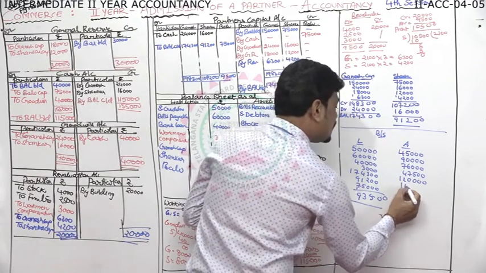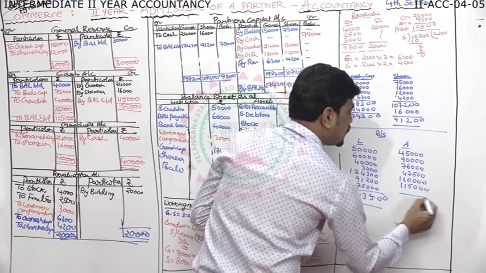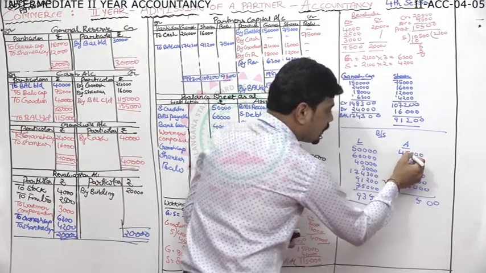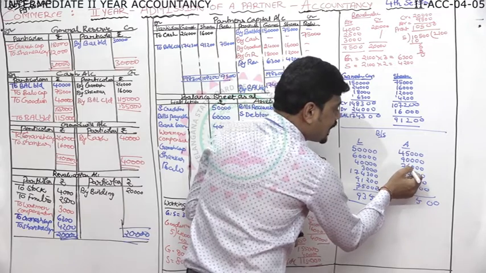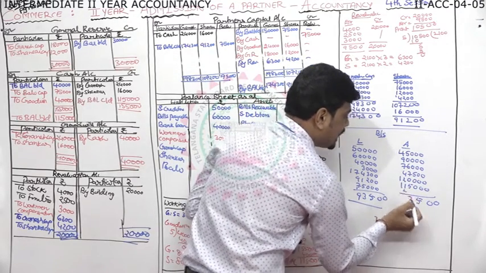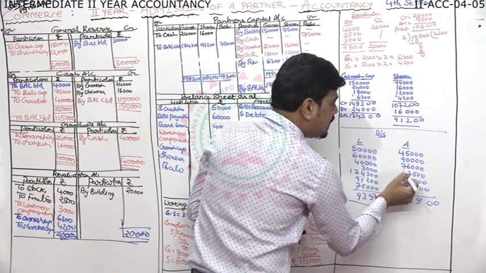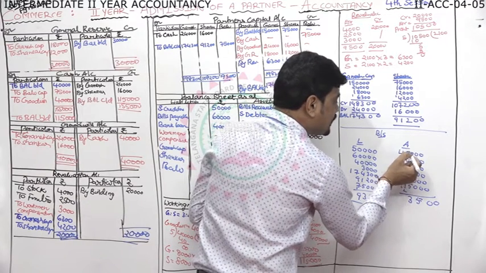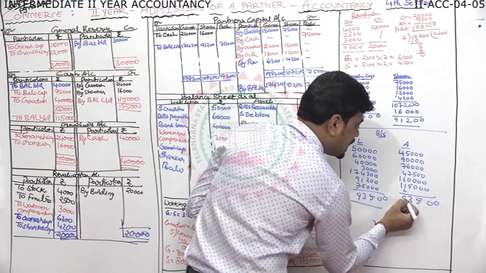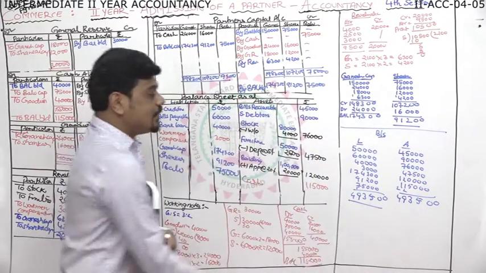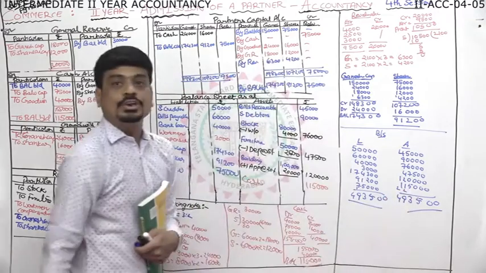1,20,000, 1,15,000. So 0, 5. Again check the total. 5 plus 7, 12, 12 plus 6, 18, 18 plus 5, 23. So 2 carried. 3, 4, 5, 9, 9 plus 6, 9 plus 7, 16, 16 plus 4, 20, 20, 29, 9, 2 carried, 4. So 4,93,500 is your balance sheet total, dear.